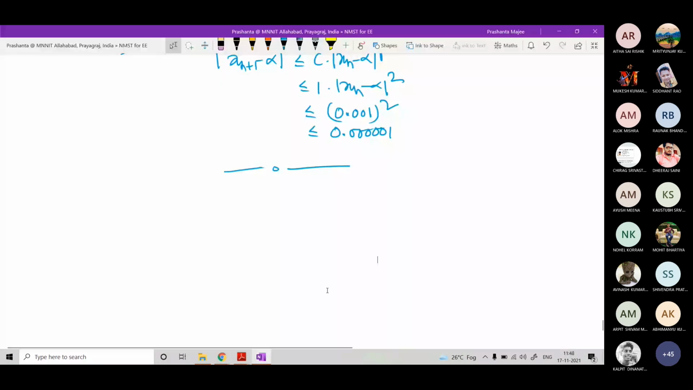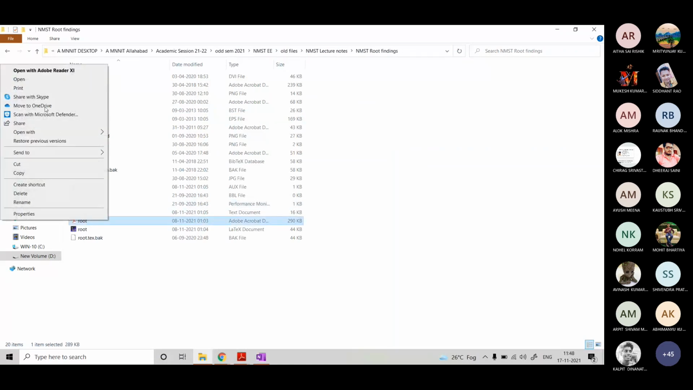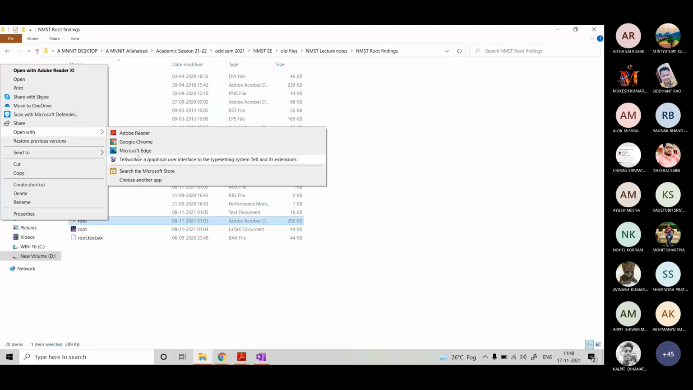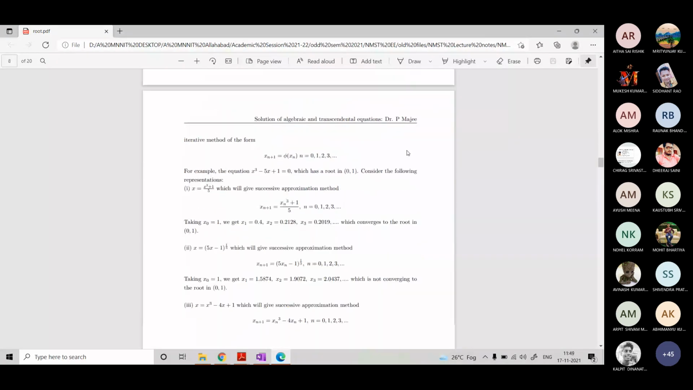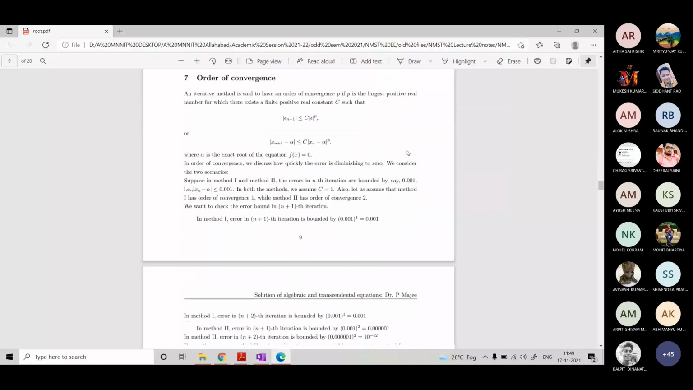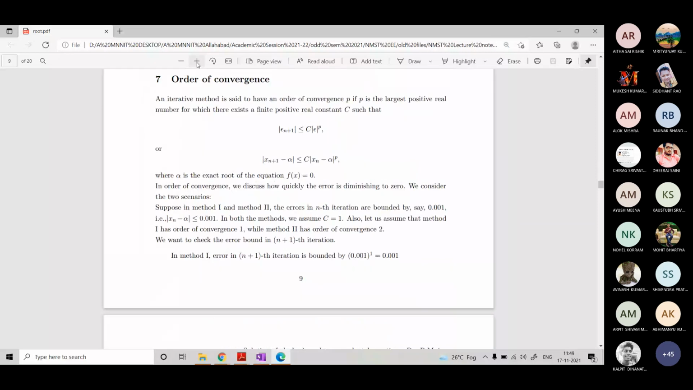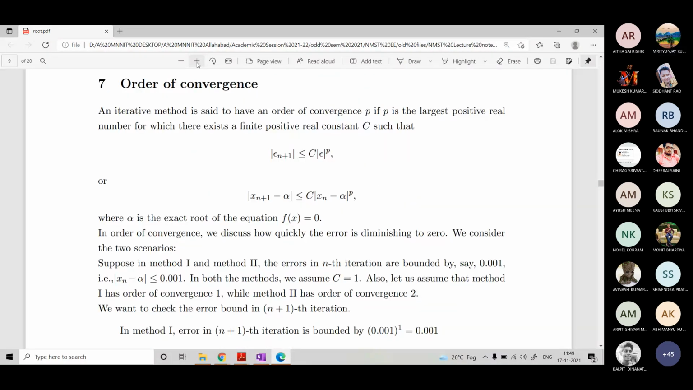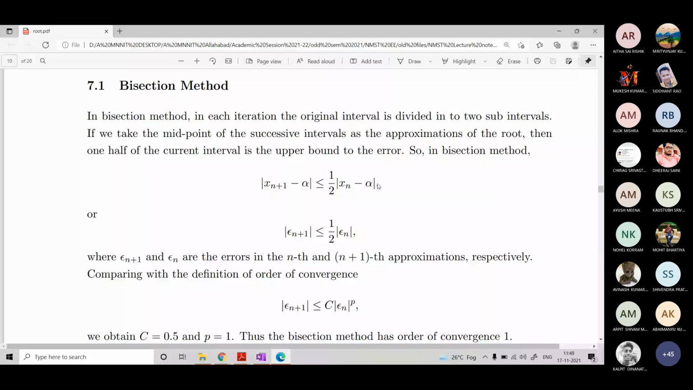So let me open the PDF, the lecture note, with Microsoft Edge. Okay. Are you able to see the PDF which I have opened? Yes, sir. Okay. So first is the bisection method. You can read from this PDF the derivation of the order of convergence of each method.